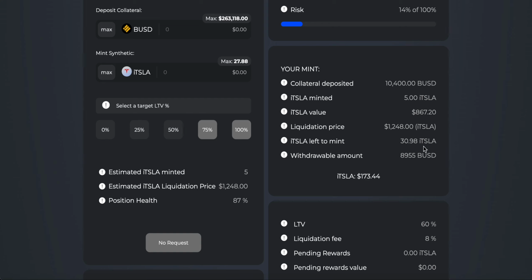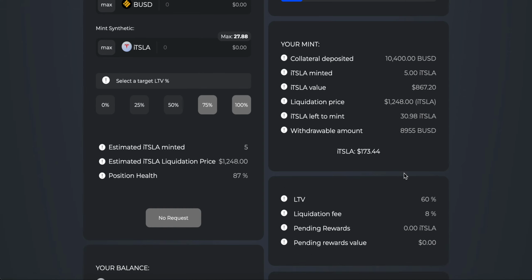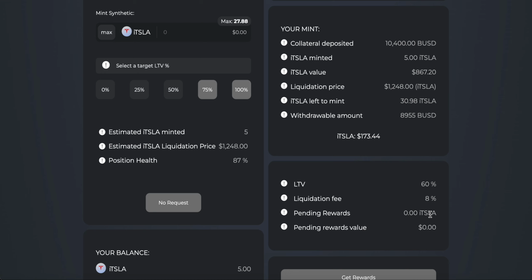I can still mint 30 synthetic tokens based on my collateral. I would not recommend minting all, because then you are at a very risky position, and this is how much I can withdraw. Again, don't withdraw everything without first repaying, because the LTV is going to get updated accordingly. This is the current LTV. This is the fee you pay when you get liquidated. On version 2 that we're working on right now, this fee will be 0. So it'll be 0 risk for creating them.